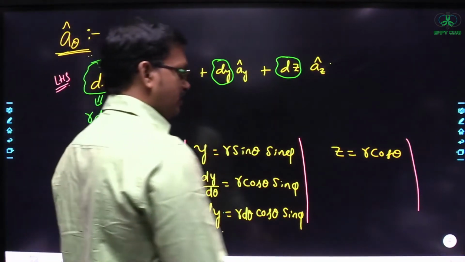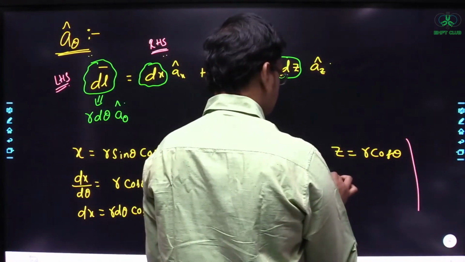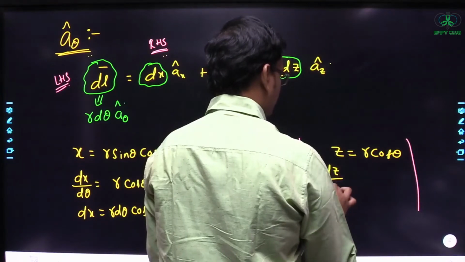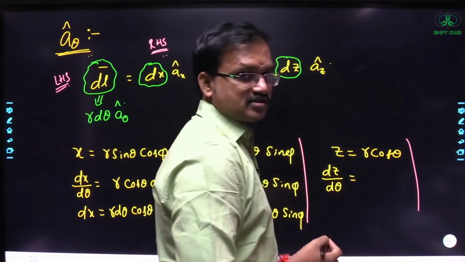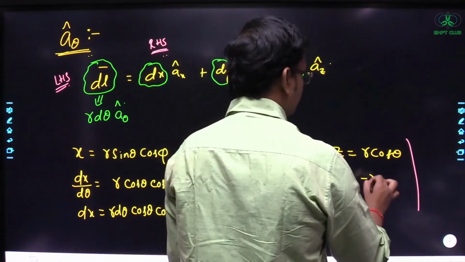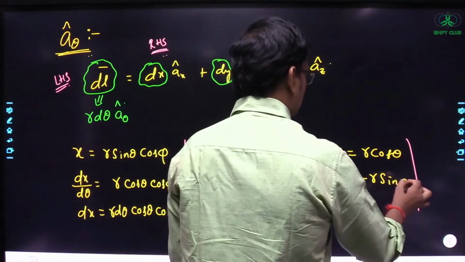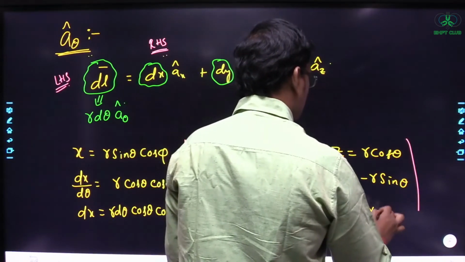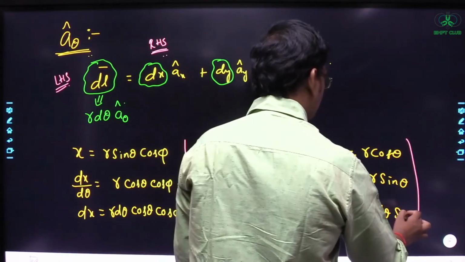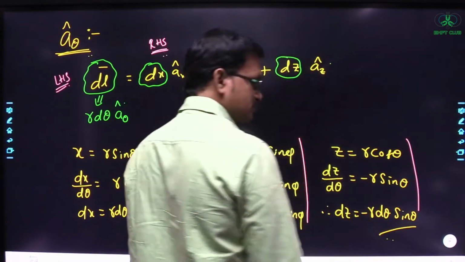Right. And here if you differentiate on both sides with respect to theta, what you are going to get? dz by d theta is equal to, differentiation of cos is minus sin, so you are going to get minus r sin theta. So therefore dz is equal to minus r d theta into sin theta.